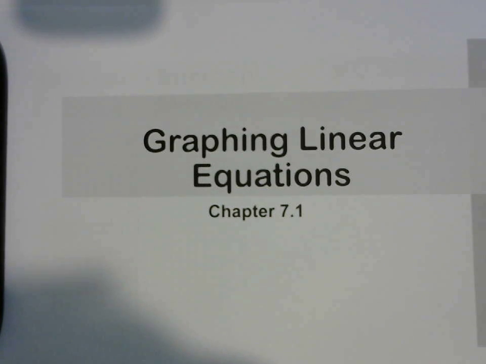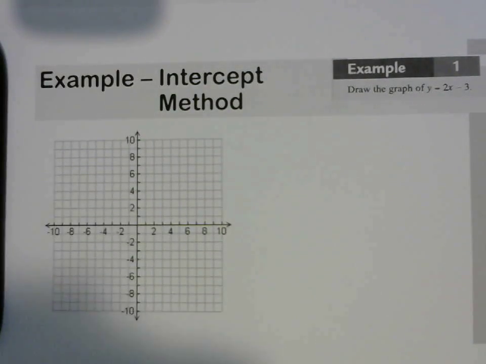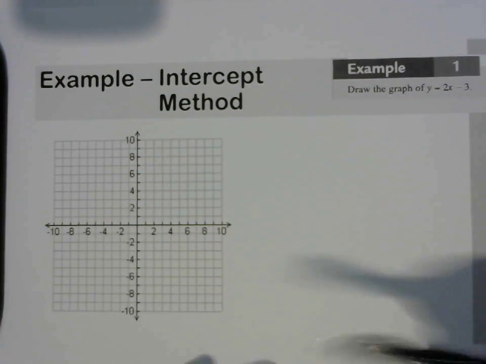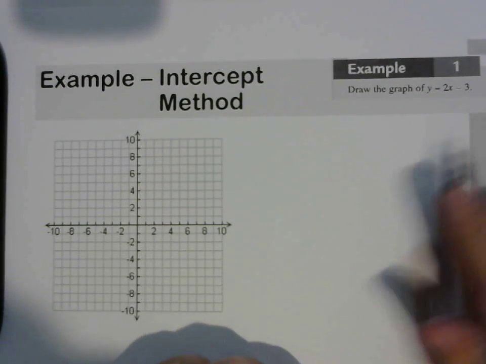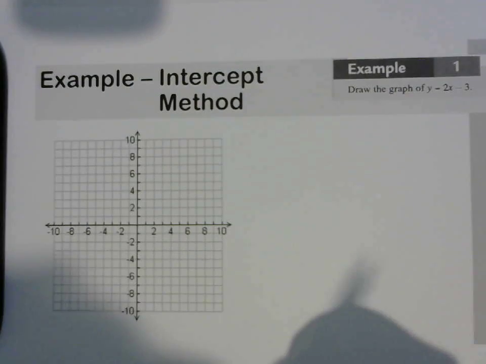This video will be about using the intercept method to graph your linear equation. So here's our equation. We've got y equals 2x minus 3, and we're going to use the intercept method to graph that equation.